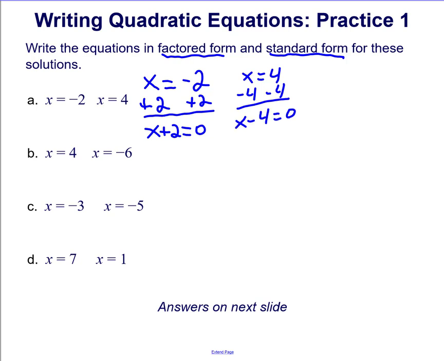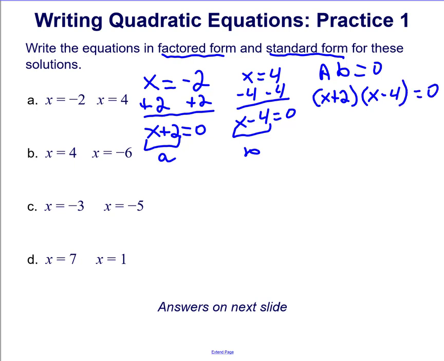Remember, we're working backwards. Okay? Normally, we would take an equation and get a solution. Now we're working backwards. You're starting with a solution. You're working backwards to get an equation. Remember that a times b is equal to 0. So if I call this a and I call this b, then this is going to be x plus 2 times x minus 4 is equal to 0. That's the factored form. So we got it in factored form right here.